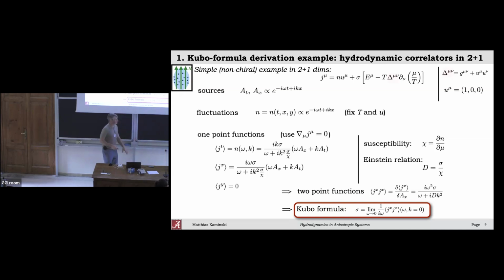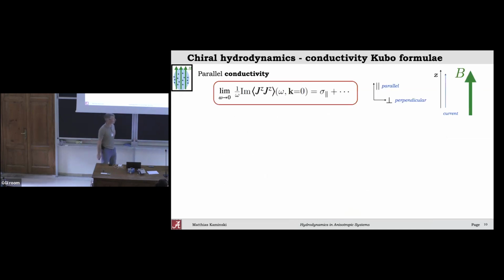Okay, so this is just a quick review of where Kubo relations come from. That's what we do. But then there's a surprise. So first of all, when we have a magnetic field where the current J is along the magnetic field, let's say that's along the Z direction, so we're calculating the parallel conductivity parallel to the magnetic field, we get exactly that type of formula that I just motivated. It's related to the two-point function of the current along the magnetic field.